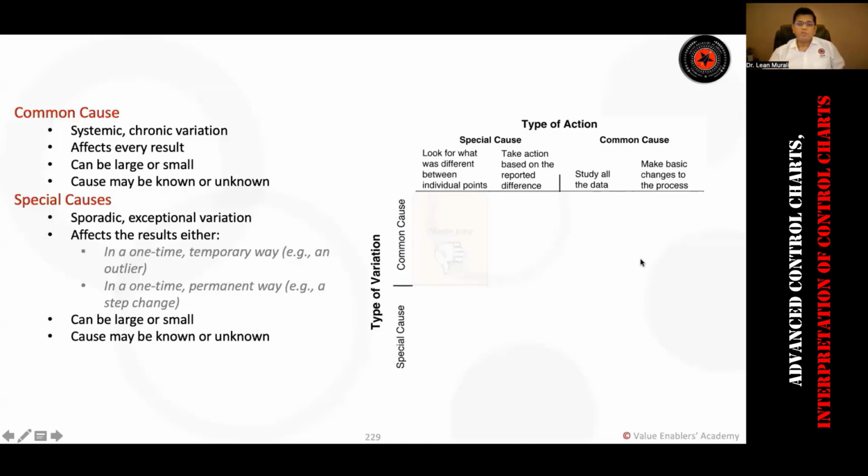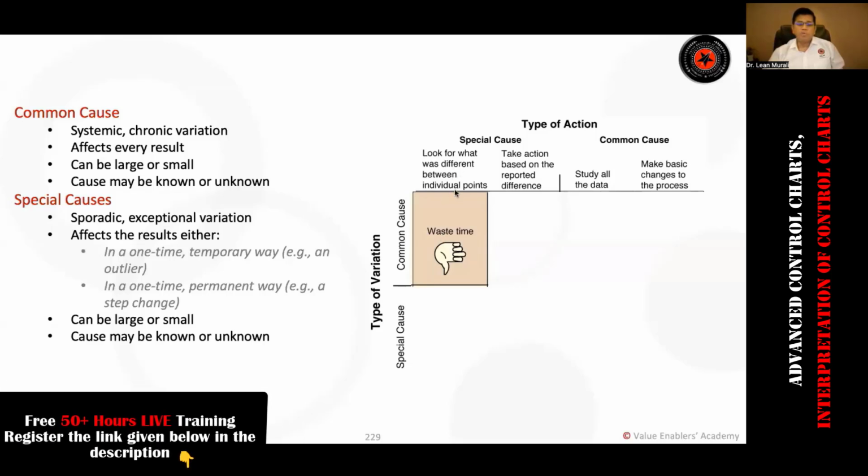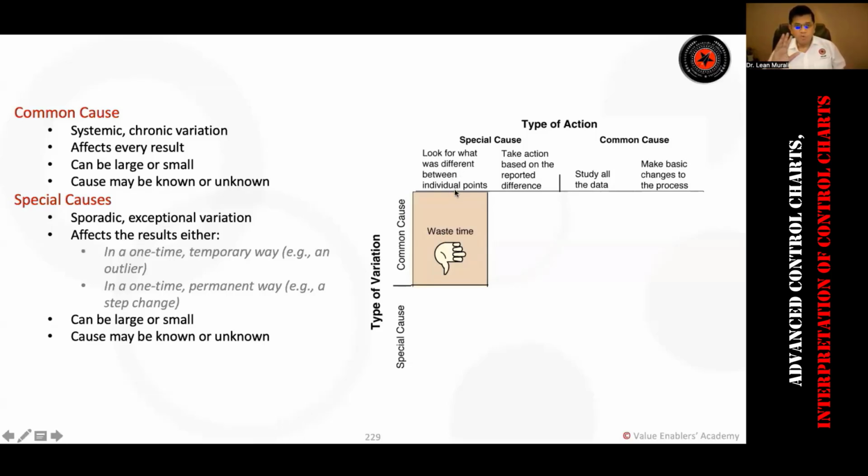So I want to show this interesting data. If it is a common cause, do not look for what was different between individual points. You'll be wasting time. If this is clear, type crystal clear, CC in the chat box. If it is common cause, do not look at the difference between two points and see why there is a difference between two consecutive points. You'll be wasting time.